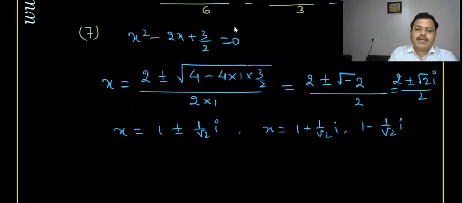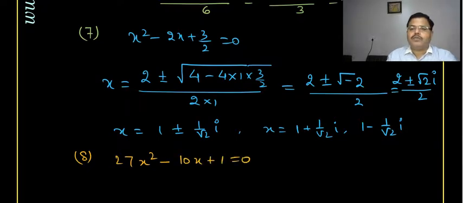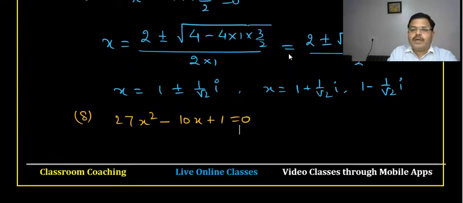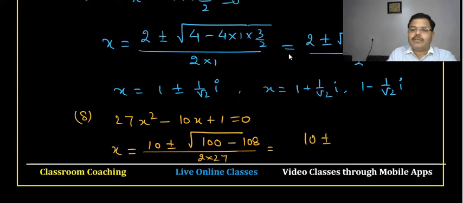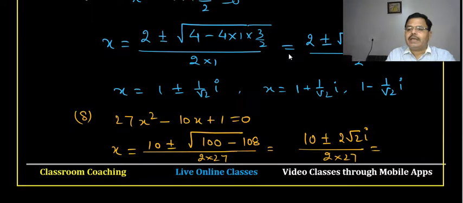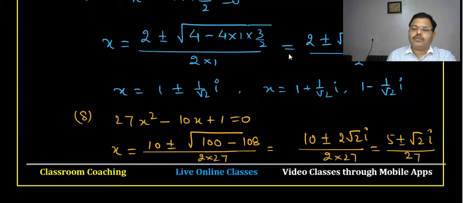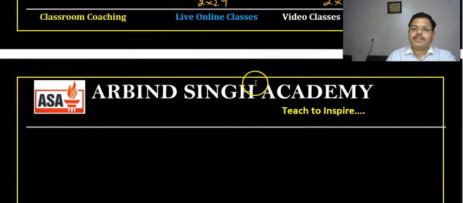Now question number 8 is there. Question number 8 is given like 27x square minus 10x plus 1 is equal to 0. So in that case also we can write x is equal to 10 plus minus under root 100 minus 108, right, divided by 2 into 27. So that will be 10 plus minus 2 root 2 iota divided by 2 into 27. 2 can be taken and cancels out. So 5 plus minus root 2 iota divided by 27. So that will be the answer of this question. There will be two answers, right?